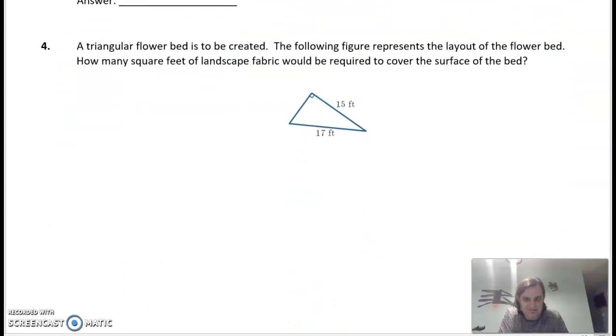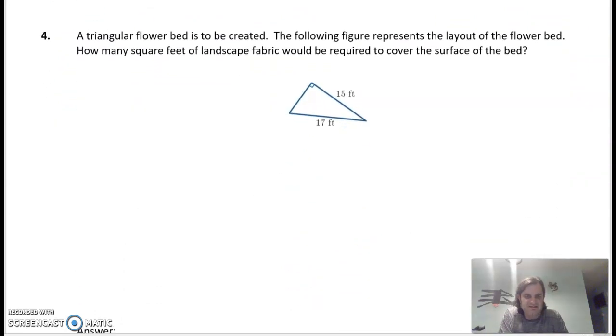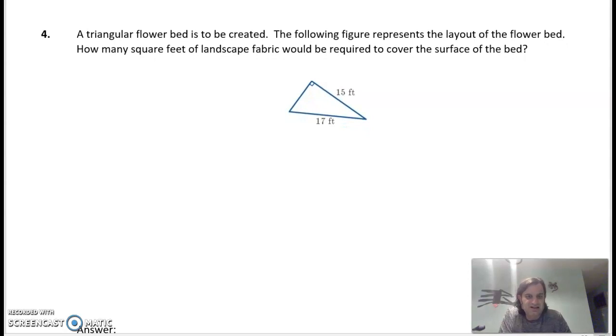Alright, so here we have the same type of problem, except we're asked for something different. It says a triangular flower bed is to be created. The following figure represents the layout of the flower bed. How many square feet of landscaping fabric would be required to cover the surface of the bed?